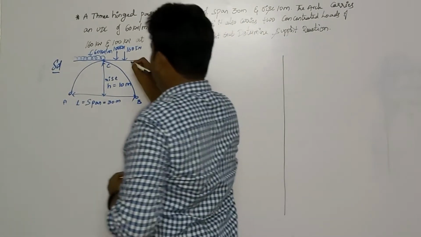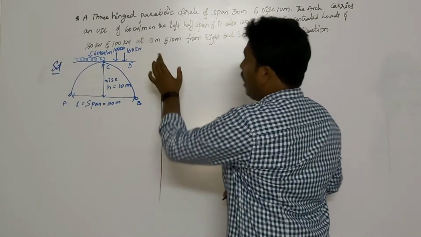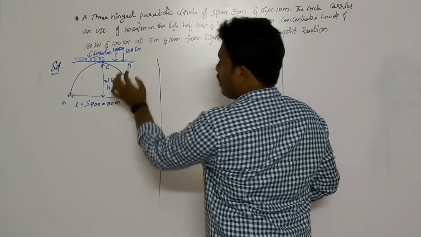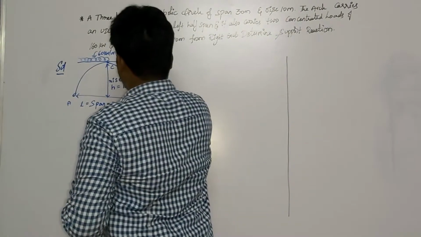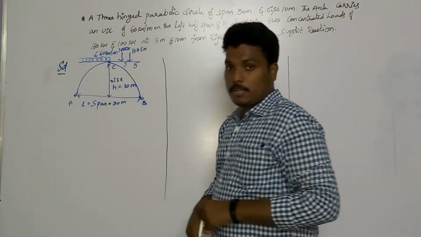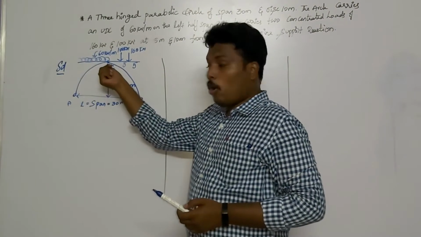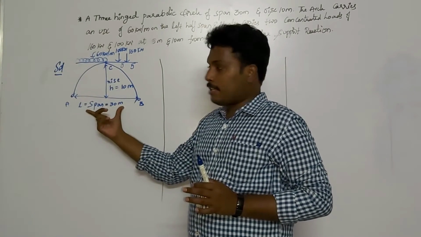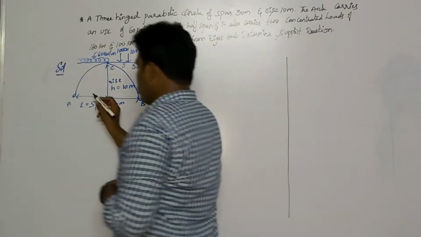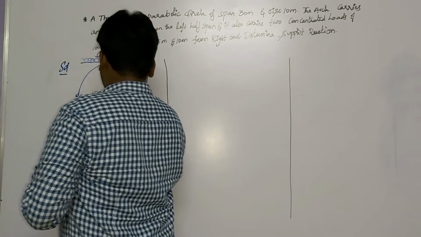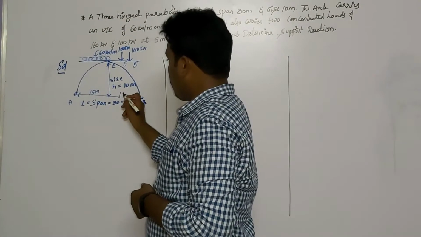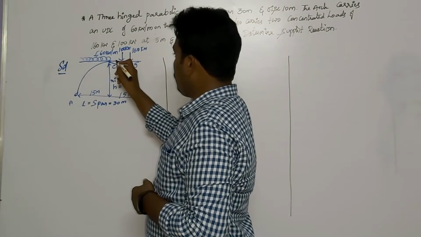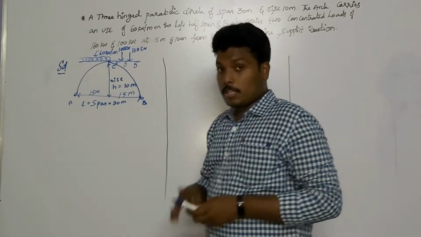It acts at the 5th meter from the right end. And 10 meters from the right end. Since 5 meters is already over, what remains for us? 5 meters. I already told you the crown will be at the center, the topmost point. If this is 30 meters, what is the left half of the span? 15 meters. What is the right half of the span? 15 meters. And the rest will be 5 meters here. This is the given problem.